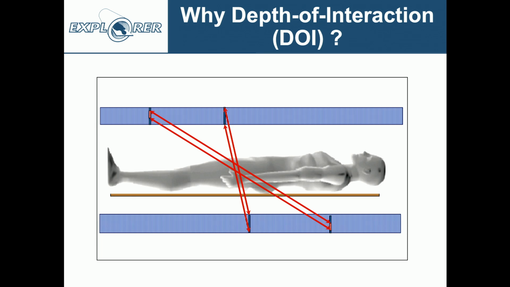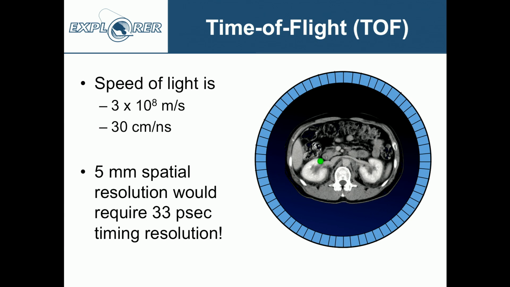So that's why we would like to have so-called depth of interaction information in our detectors, which means that we have to know not just which detector element fired, but where inside that detector element that event occurred. And the other piece is we would like to take advantage of latest developments in time-of-flight PET. And so the idea here is that we're going to time the difference in the arrival of the two annihilation photons to give us position information.